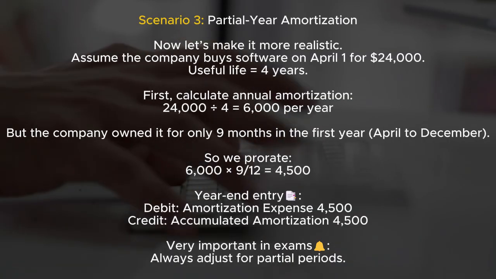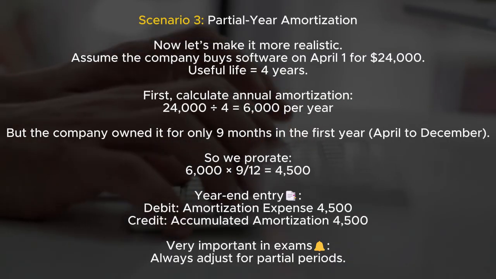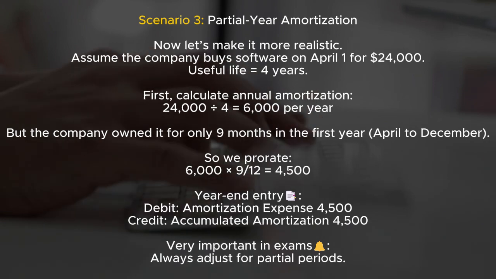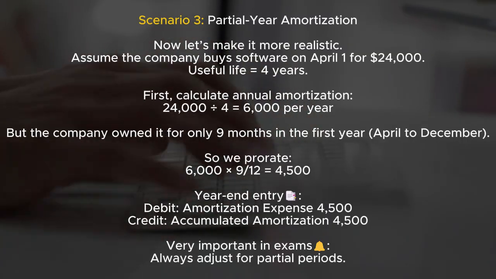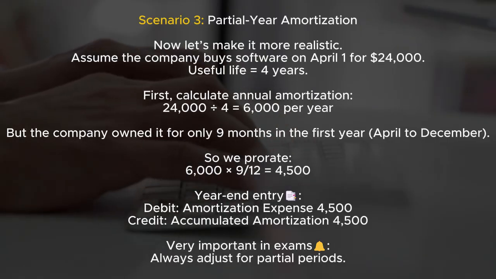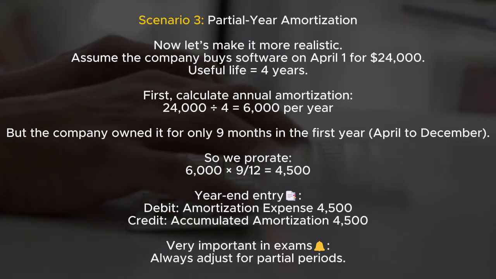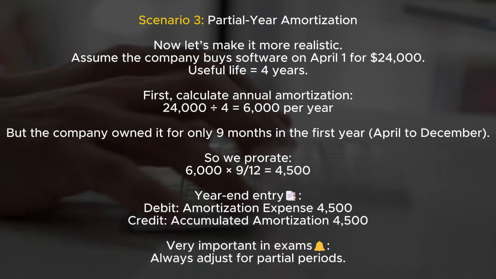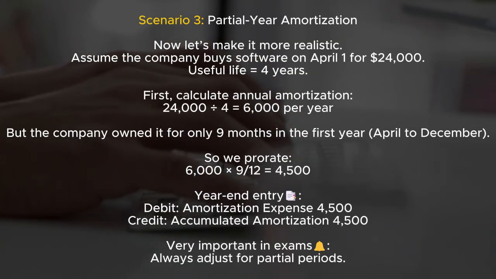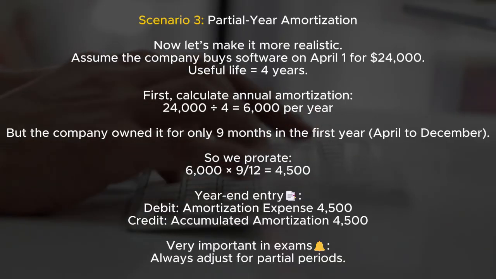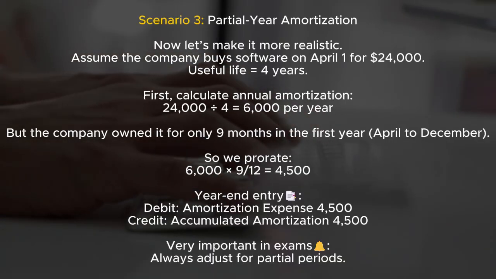Scenario 3. Partial year amortization. Now let's make it more realistic. Assume the company buys software on April 1st for $24,000. Useful life equals 4 years. First, calculate annual amortization. 24,000 divided by 4 is equal to 6,000 per year. But the company owned it for only 9 months in the first year. That is from April to December. So we prorate. 6,000 times 9 divided by 12 is equal to 4,500.